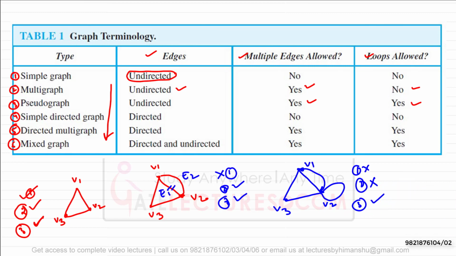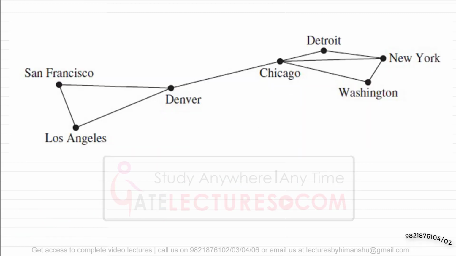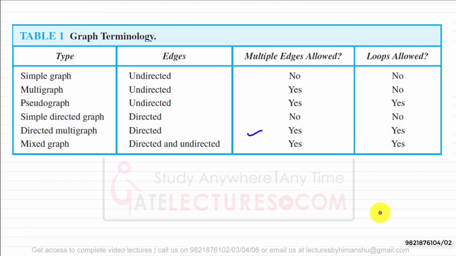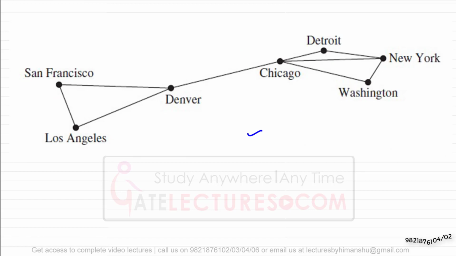Now we'll see some examples of all these 6 graphs in the next slide. Just have a look at this. Now this is representing a simple graph. As I told you, what is the definition of a simple graph? A simple graph is a graph which does not have any multiple edges, and it also does not have any kinds of loops.